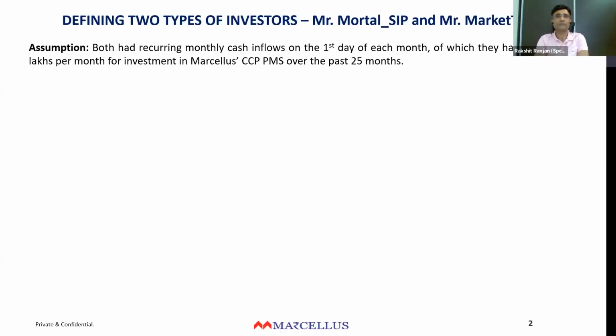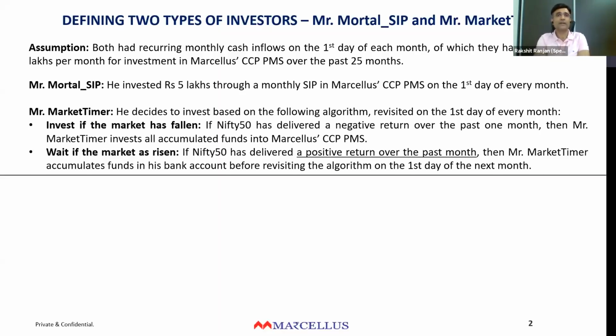Now, over the last 25, 26 months, ever since Marcellus has started managing money under the CCP PMS, let's assume that both of them deployed their cash flows using two different approaches. So the approach followed by Mr. Mortal is that he invests his rupees 5 lakhs on a monthly basis through an SIP route, right? Which means that regardless of where the stock markets are or where the Marcellus's portfolio is, on the first of every month, 5 lakhs gets deducted from his bank account and goes into his Marcellus's CCP PMS account.